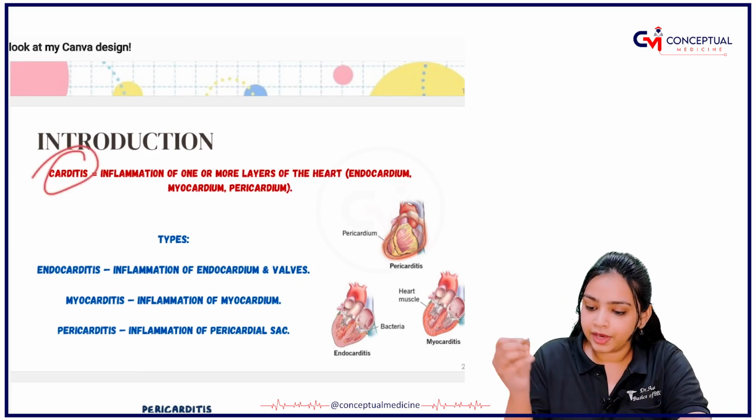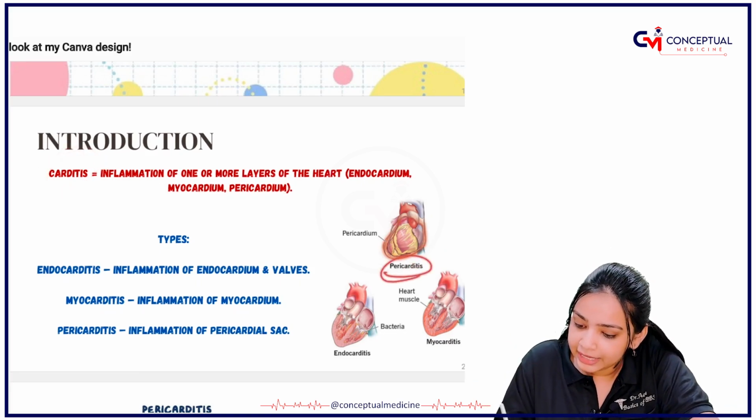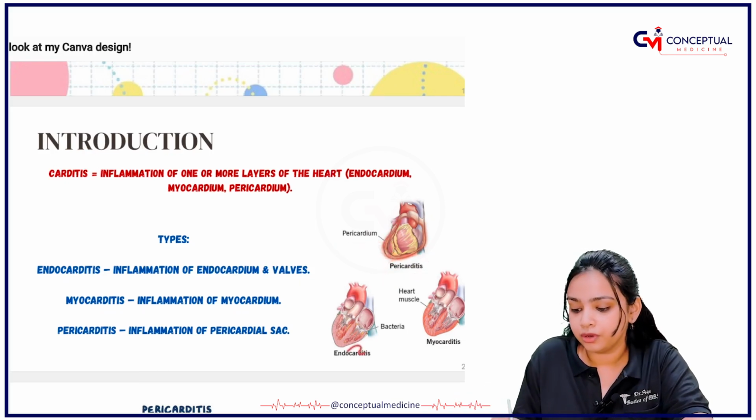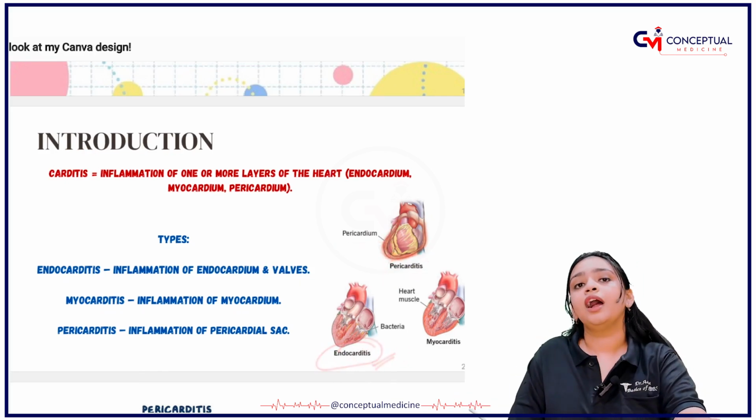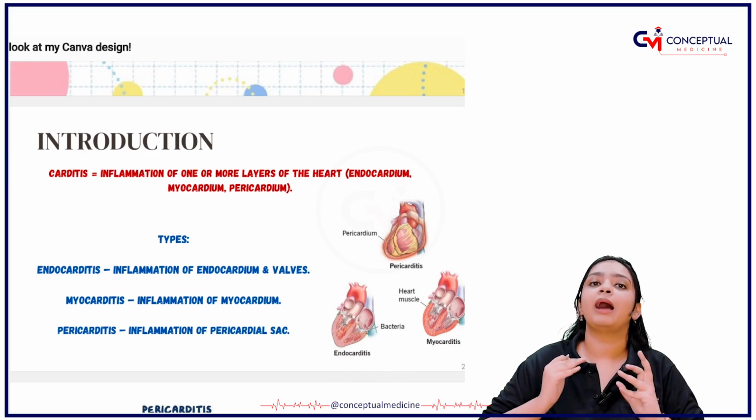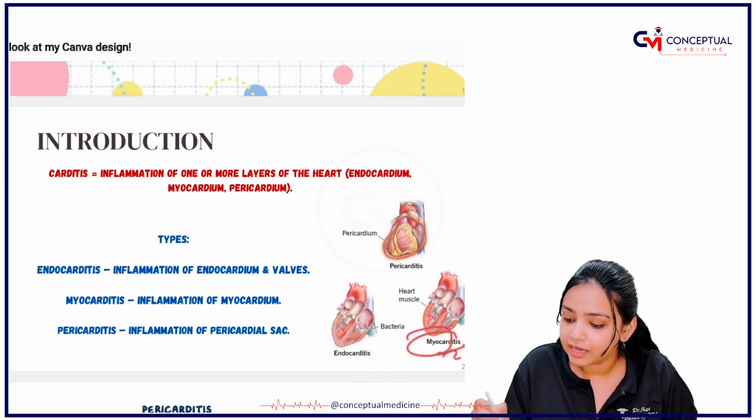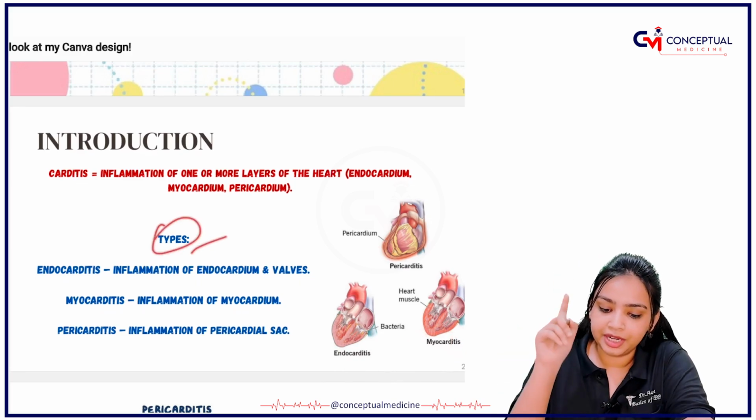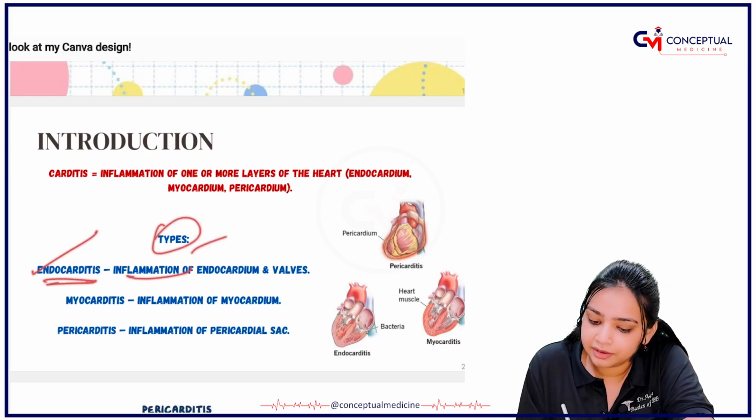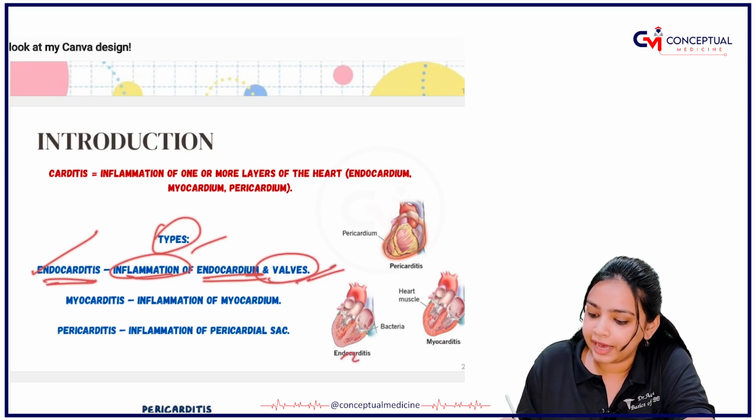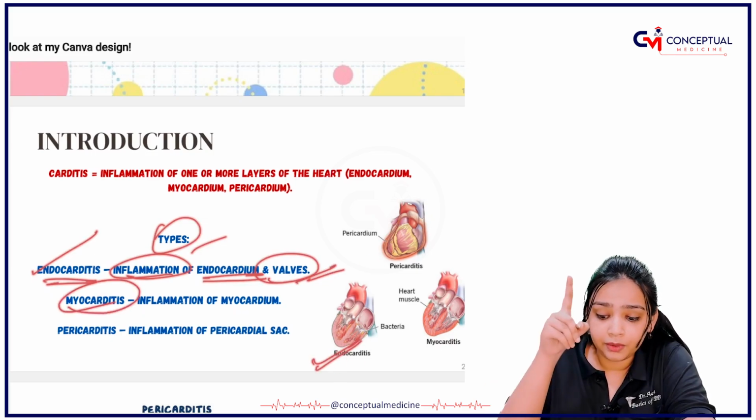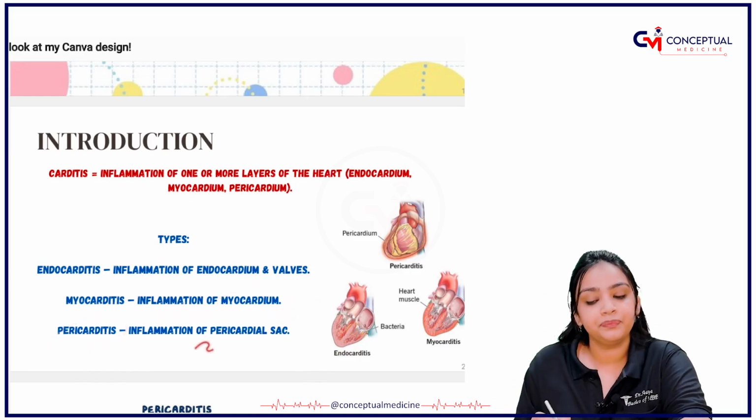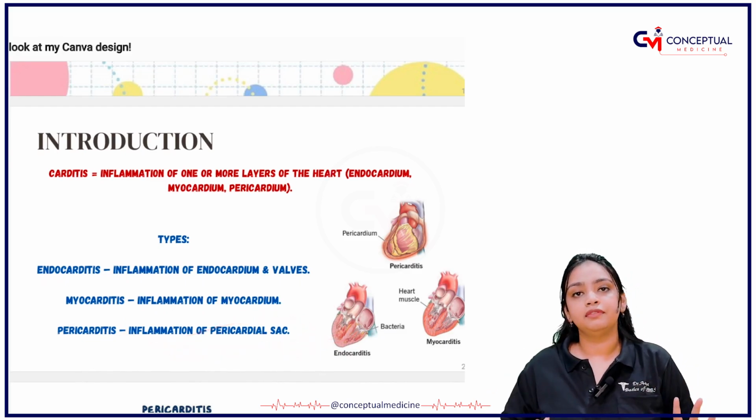See this figure, you have the pericarditis. Pericardium is the outermost layer and the covering, so there is an inflammation. Then there is endocarditis. In endocarditis, there is an accumulation of bacteria. In the myocardium, there is an involvement of the heart muscles. So we have three types. Endocarditis: inflammation of the endocardium and walls. Myocarditis: inflammation of the myocardium. Pericarditis: inflammation of the outermost layer, the pericardial sac.